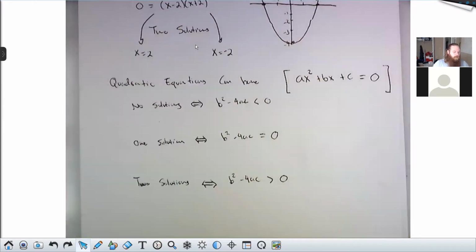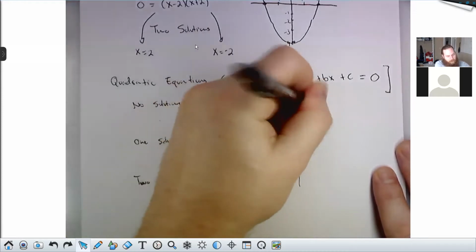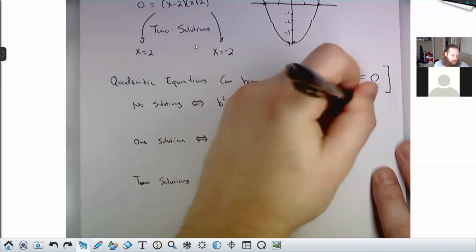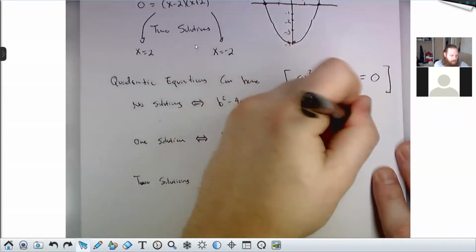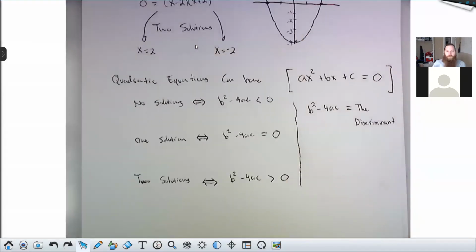Right? You've got to be in this form in order to apply this rule. And the object b squared minus 4ac is called the discriminant, because it allows us to discriminate, not in the sense of having negative bias about something, but in the sense of being discerning. It tells us something about the equation in question, right?